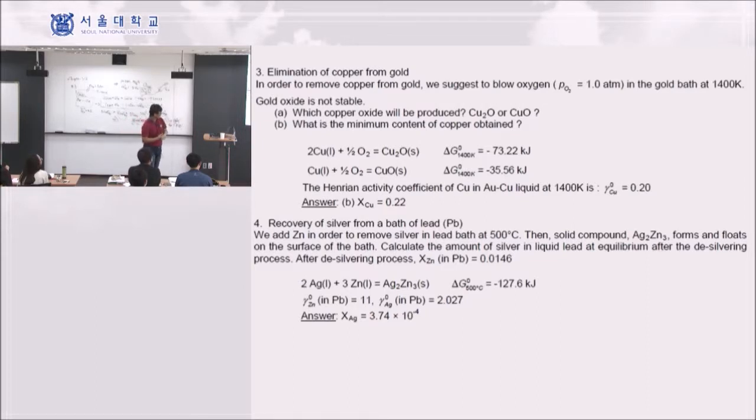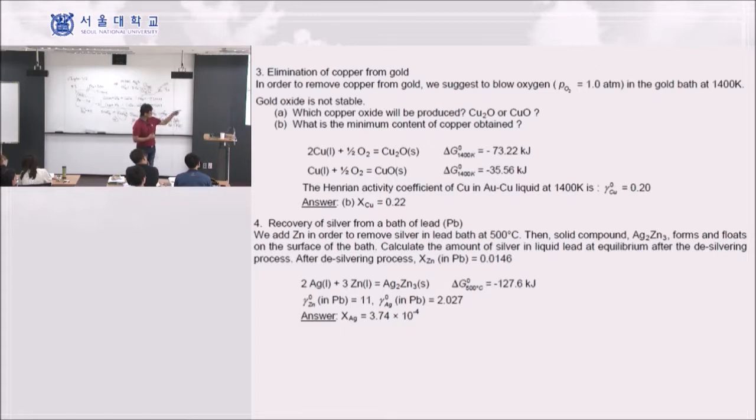At 500 degrees Celsius, in order to remove the silver, we are adding Zn, zinc, and it forms the solid compound Ag2Zn3. Because zinc likes Ag very much, it forms a solid phase instead of a liquid state. The solid then floats on top of the lead because lead is so heavy. So the solid phase is floating on top of the liquid phase, and you can just skim it out and take all the silver out of your lead.